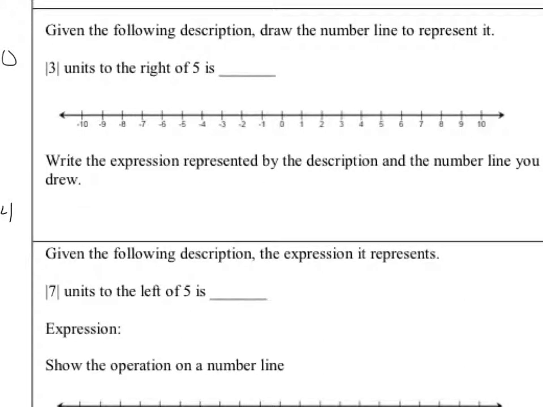Given the following description, draw the number line that it represents. So this says the absolute value of 3 units to the right of 5 is blank. Well, we'll use the number line to figure out what the blank is. Where do we start our drawing on this number line? Where do I start on this number line? Show me with fingers. Fingers in the air. Where am I starting?